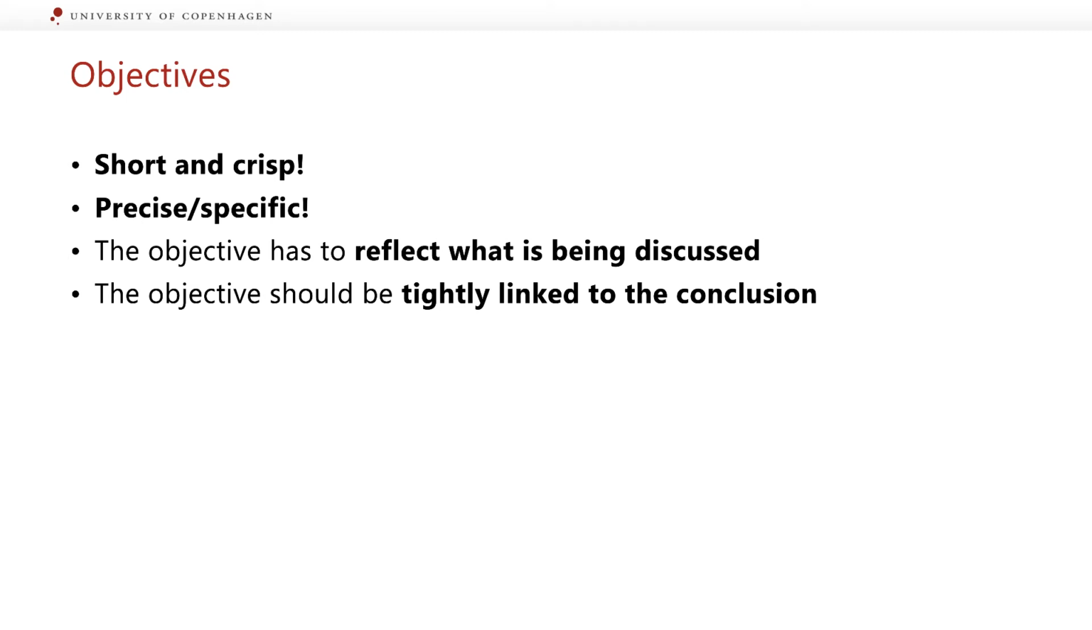So you really have to think about this red thread throughout the report: your introduction leads to your objectives, and then your objectives are reflected in the methods that you use and the results that you get, and the discussion and the conclusion are also reflecting back on your objectives. That is really important, that you create this red thread throughout the report.